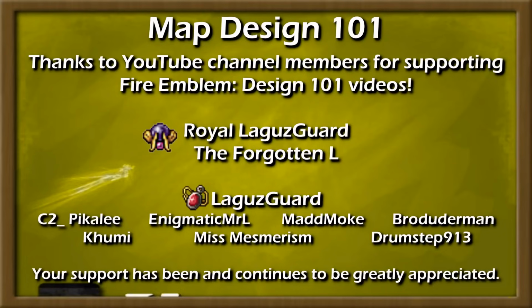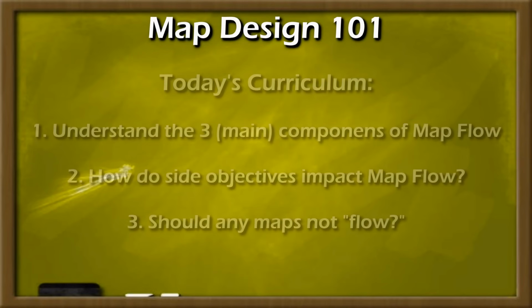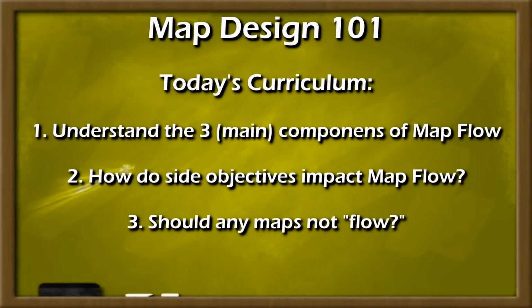Welcome to Map Design 101, where we talk about the finer details of map and area design to show how they make the gaming experience better or worse. Whether you're a designer or merely want to know why you love or hate the maps you do, this resource is for you. This week we're breaking down the esoteric concept of map flow into its three major parts, considering how side objectives can reinforce or subdivide map flow, and then talking about why some maps don't seem to flow at all.